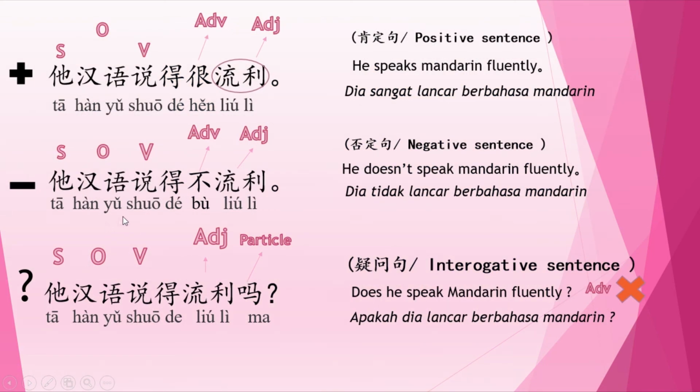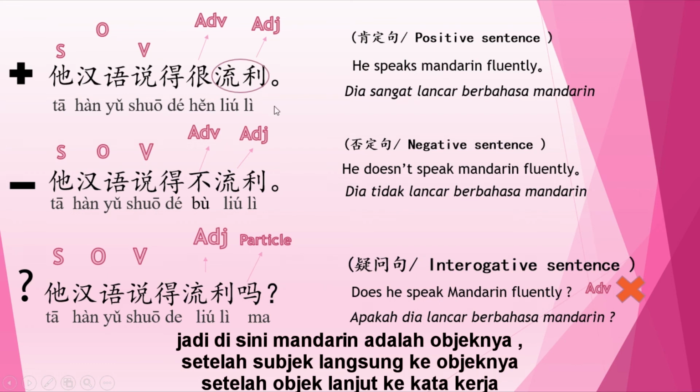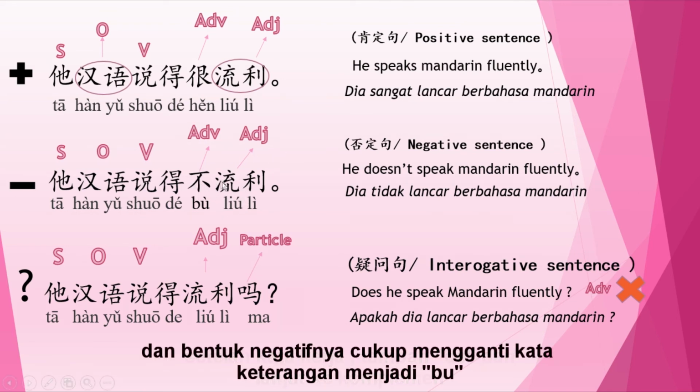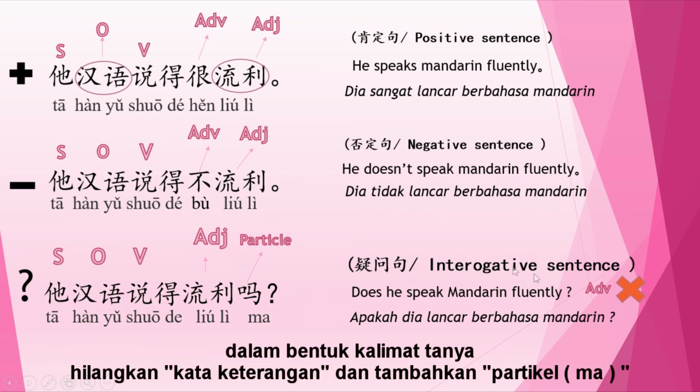Last, he speaks Mandarin. So here Mandarin becomes the object. After the subject you go directly to the object, which is 汉语. The meaning is Mandarin, and after the object you go to the verb, and after the verb plus the 的 and then go to the complement. And then here's the negative form, which is changed to 不, and the interrogative form is also the same. Omit the adverb and then add the particle.